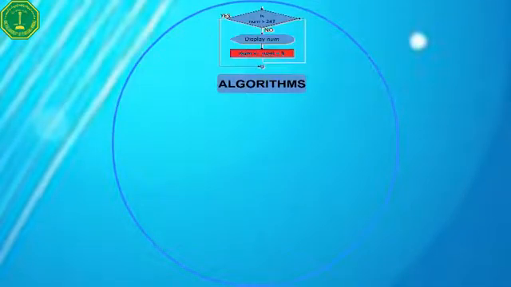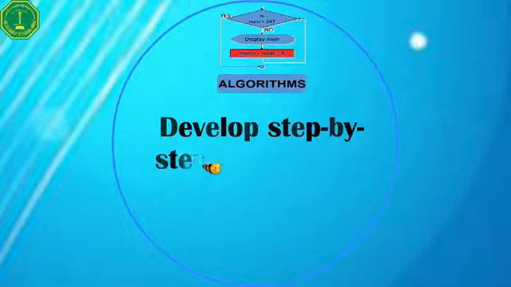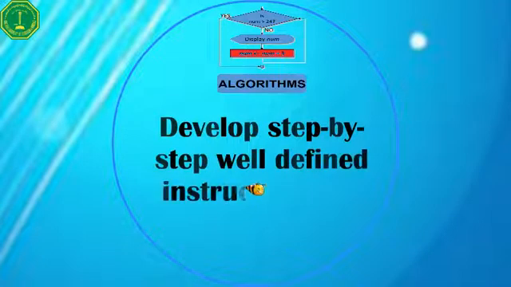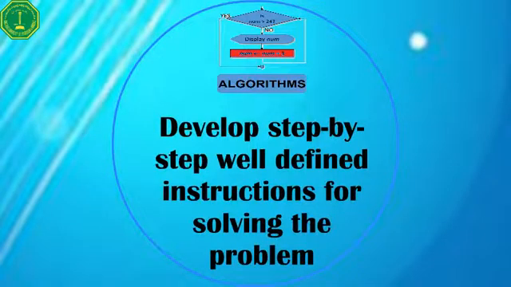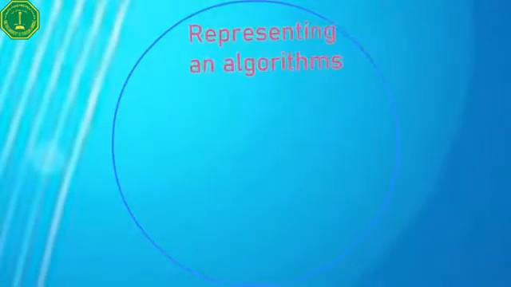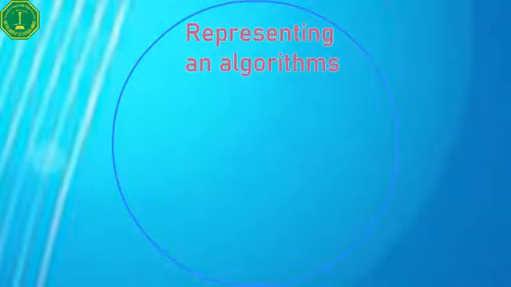The final step of computational thinking process is to design an algorithms as the solution. Algorithms is a set of step-by-step well-defined instructions for solving the problem. How to represent algorithms with clarity in such a way people can understand it easily? There are some methods practiced by people. However, in this course we will practice only two methods.